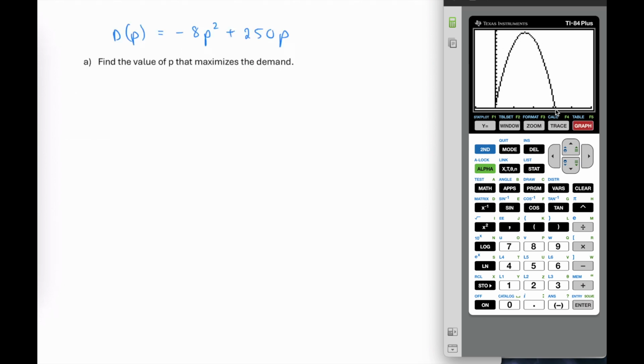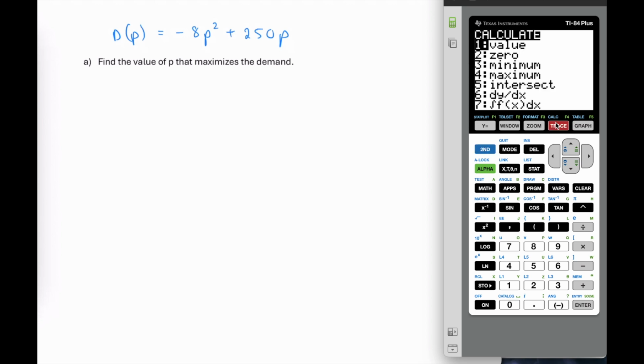In part A, we're asked to find the value of P that maximizes the demand. Well, the P value is this independent variable axis, right? This is going to be the price axis, and we're looking for the price that causes the demand output to be at its highest point. On the calculator, the way that we do that is to use the calculate function, which is in blue up here above trace. In order to access that feature, we need to hit the second button and then hit trace, which accesses the calculate function.